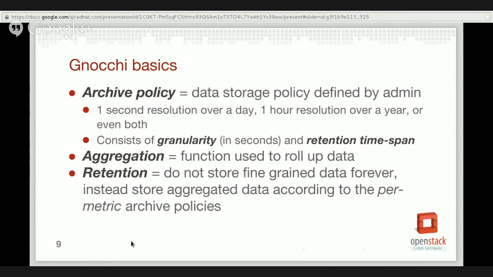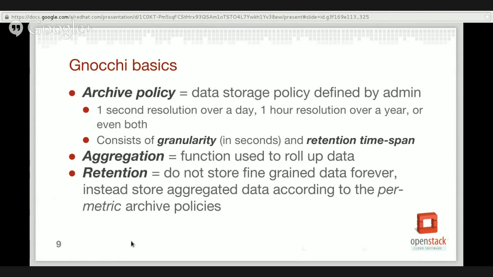Okay, so moving on to slide 9, further with the Gnocchi basics, we've got this concept of an archive policy. So an archive policy is basically the piece of data that effectively determines to what extent you store data, in what granularity you store data basically, and for how long you do so. So typical examples might be, say, 1 second resolution over the course of a day. So the last day's worth of data is stored, and at most 1 data point per second. Or a less fine-grained alternative might be, say, 1 hour resolution over the course of a year, or even both for a particular metric.